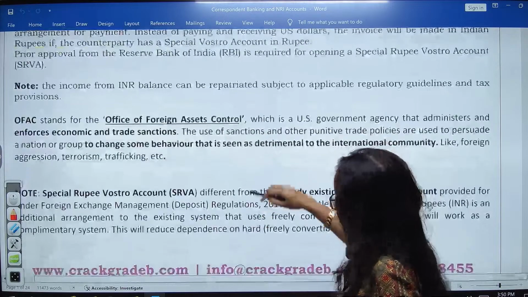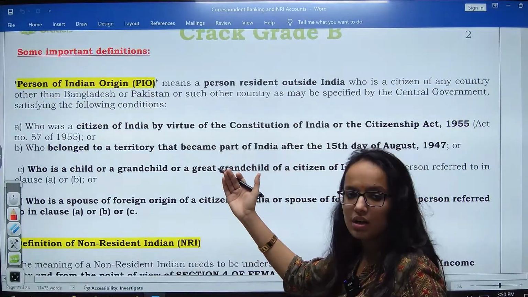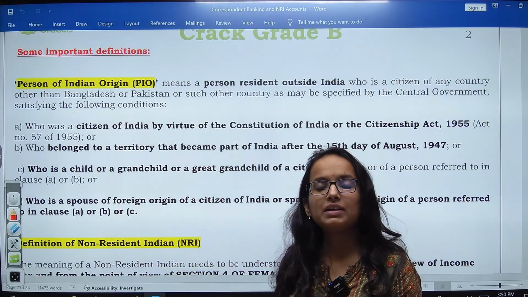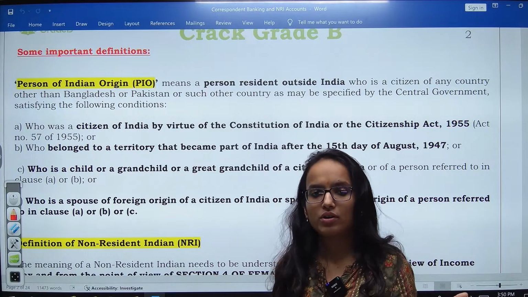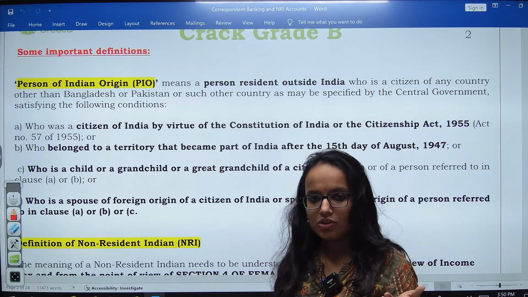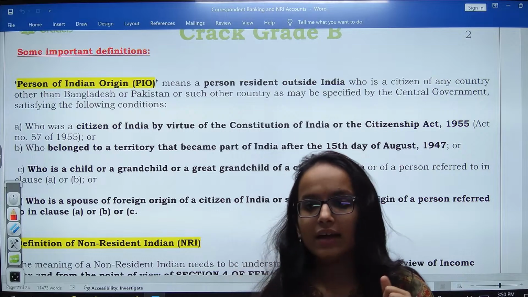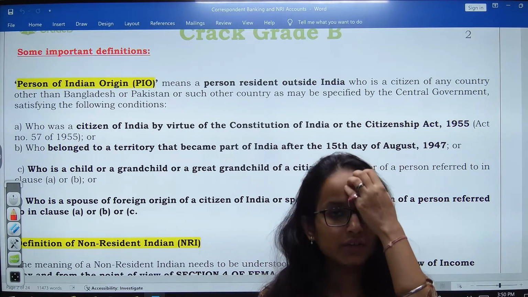So today we will be discussing some important definitions, because in the future course of time in this series, you will have the classification of NRI accounts. One of the most important topics in your chapter is the NRI accounts, and case studies and questions are directly asked from the NRI account section.